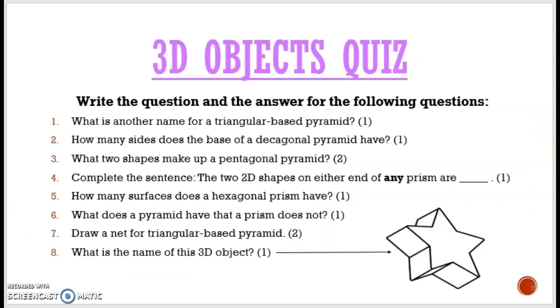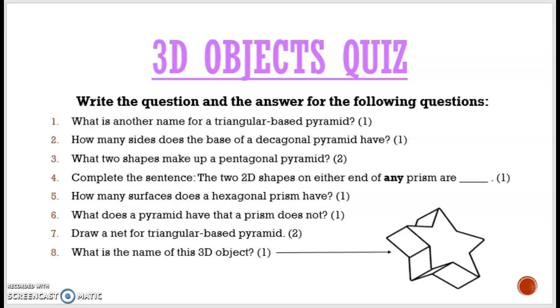Please write the question and the answer for the following questions. Number 1, what is another name for a triangular base pyramid? Number 2, how many sides does the base of a decagonal pyramid have? Number 3, what two shapes make up a pentagonal pyramid? Number 4, complete the sentence. The two 2D shapes on either end of any prism are either the same or different.